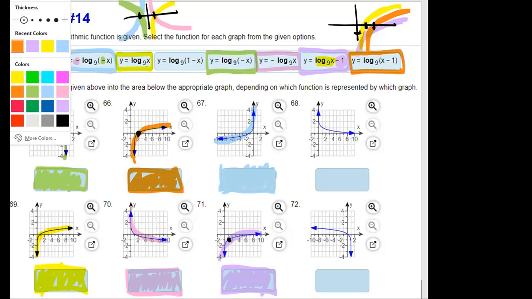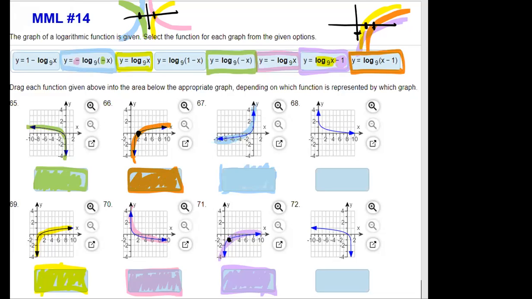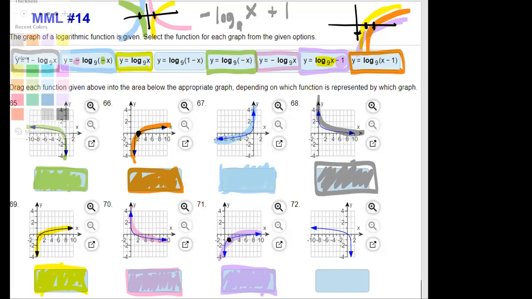And I'm down to 2. I got a 50-50 shot at this. Let's go gray. I rewrote this one as negative log base 9 of x plus 1. The negative on the outside is going to flip the yellow graph around the x-axis, which is really now the pink one. But then the plus 1 is going to move it up 1 unit. So it's going to look like the pink, but up 1. By the process of elimination, the only one I have left is this guy here. So that has to be this one. That's my last one.